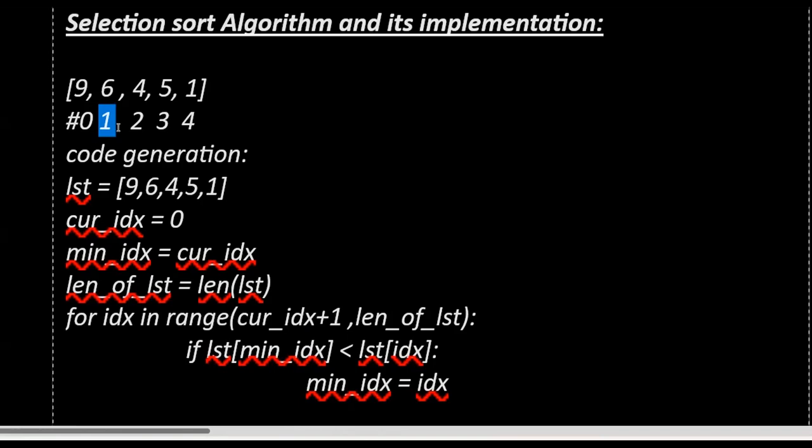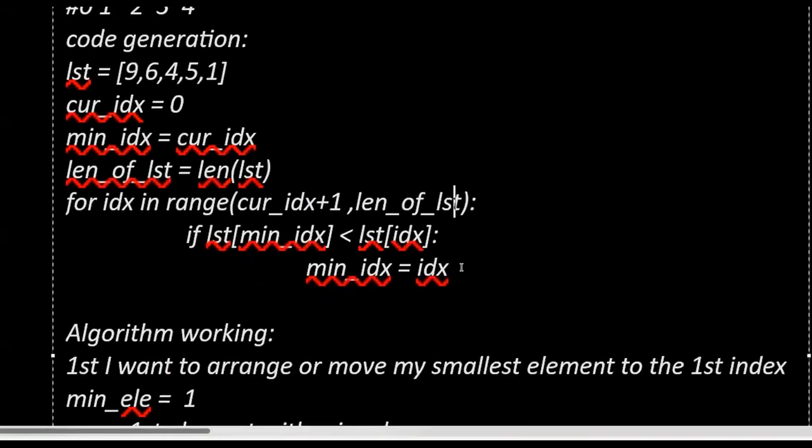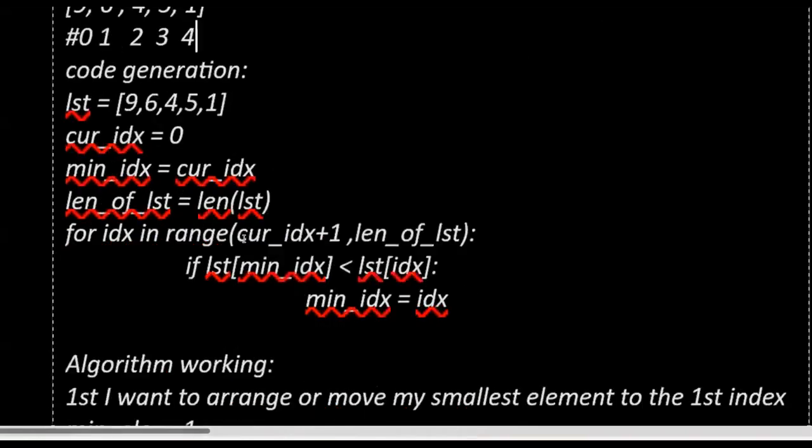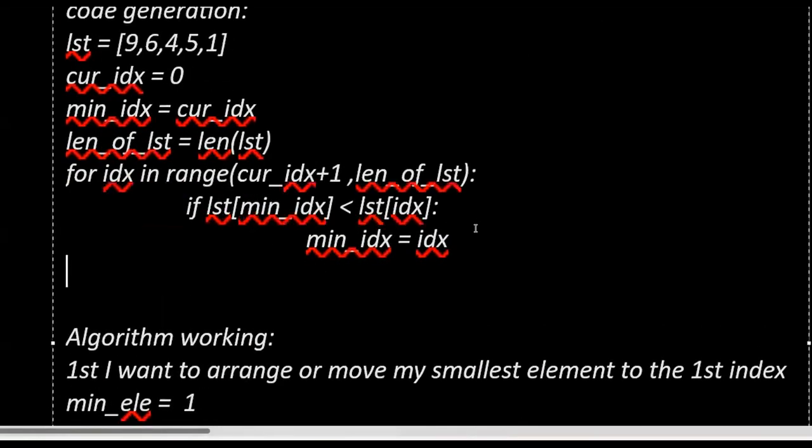So to modify that, I'm just comparing whatever I'm assuming as the minimum element with the current element. If the current element is less than whatever I'm assuming as the minimum element, then I need to replace my minimum index with the index that I got for that minimum element. After iterating over the whole list, I got the minimum index.